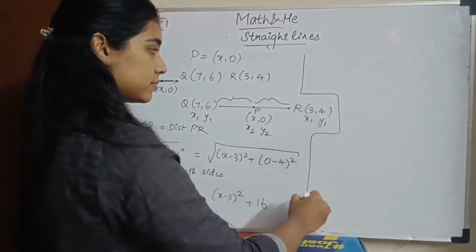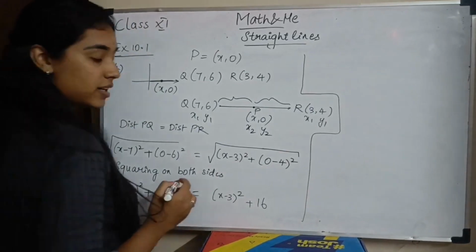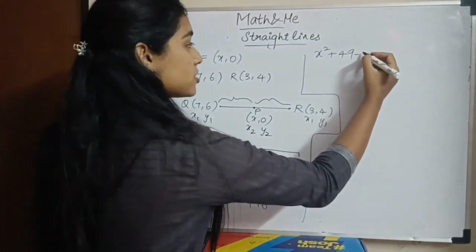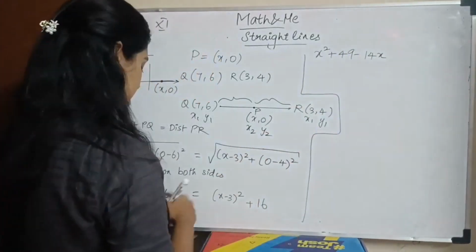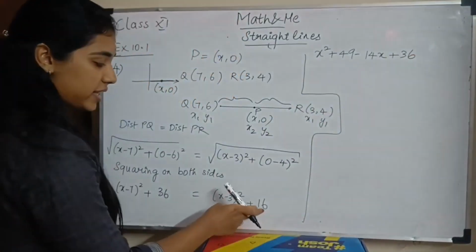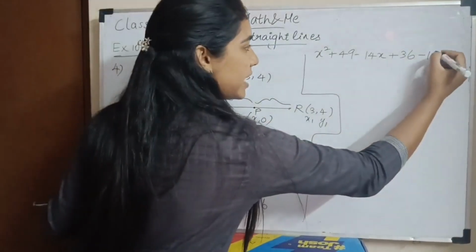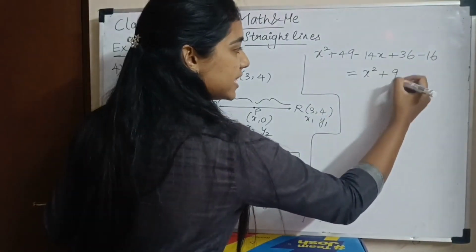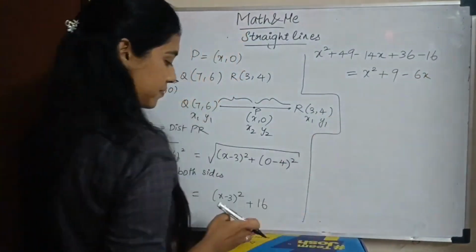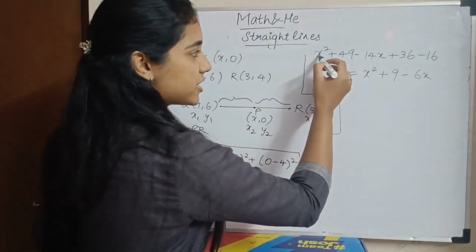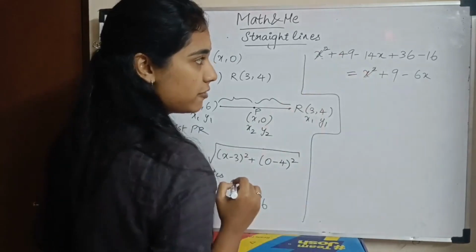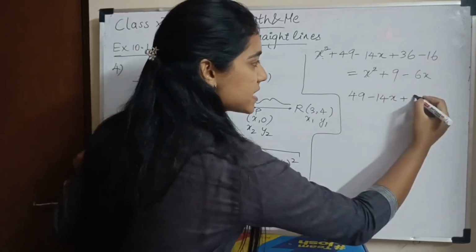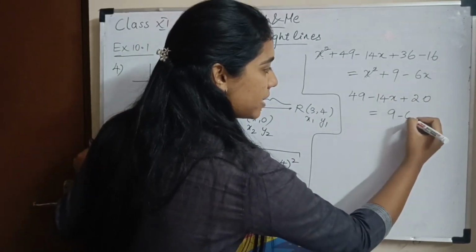Next step, I'm going to open this particular square. So (x minus 7) whole square is x square plus 49 minus 14x, plus 36. I'm going to bring the 16 to the left hand side, so it's minus 16, equals (x minus 3) whole square, so it's x square plus 9 minus 6x. The 16 is taken to the left hand side. So what do you have? x square on both sides of the equal to sign, so x square goes off. So you have 49 minus 14x plus 36 minus 16, which is 20, equals 9 minus 6x.